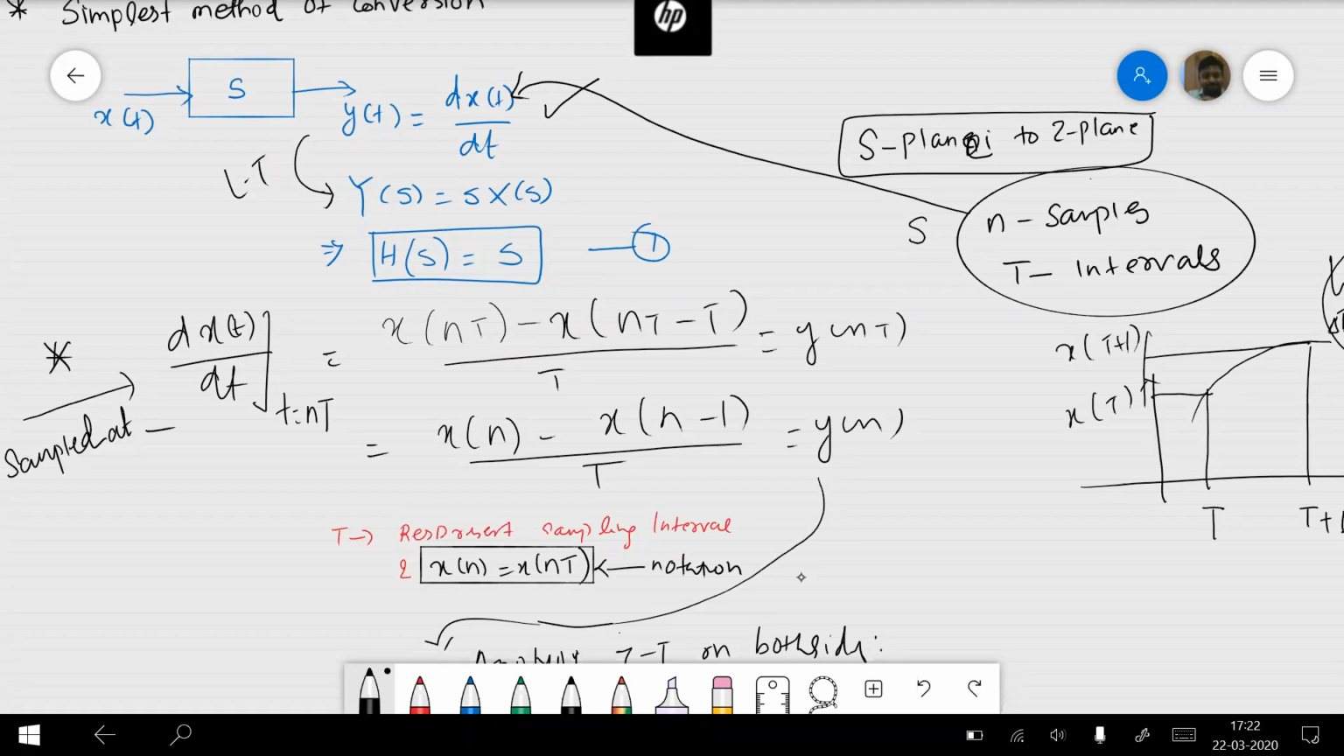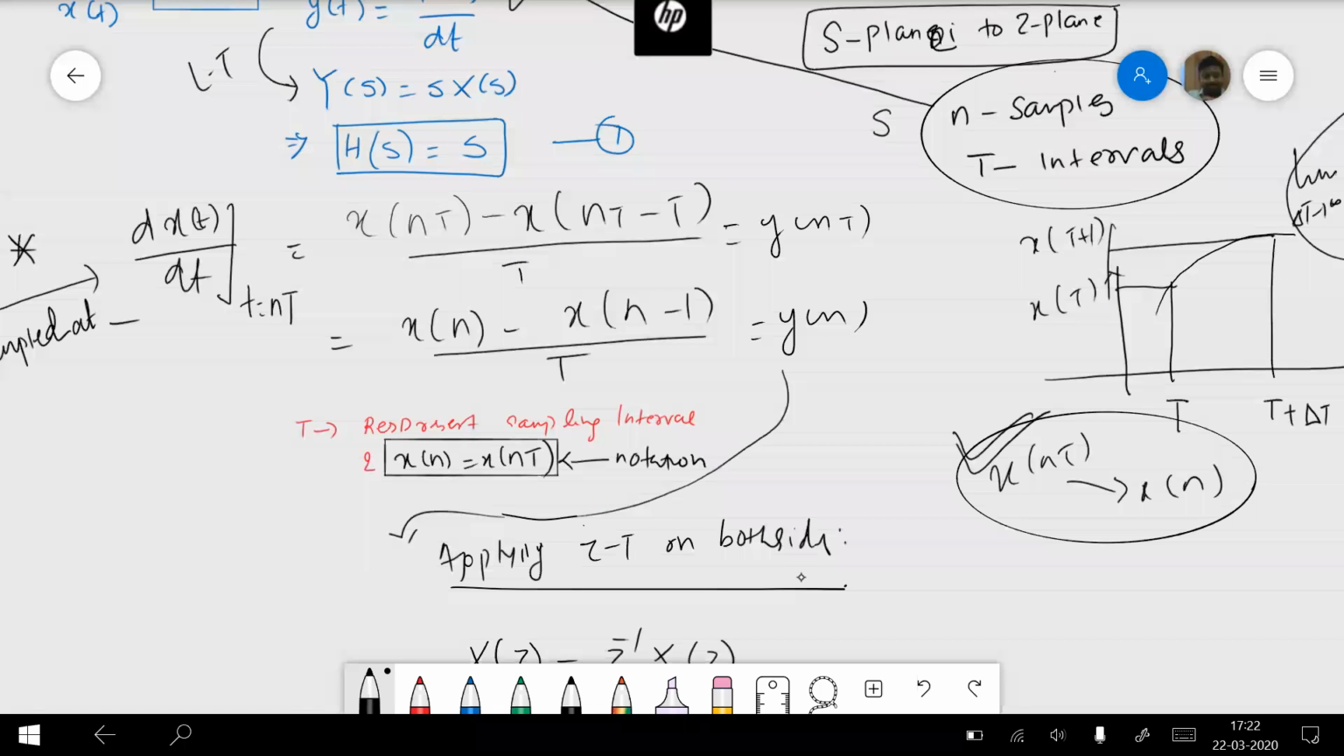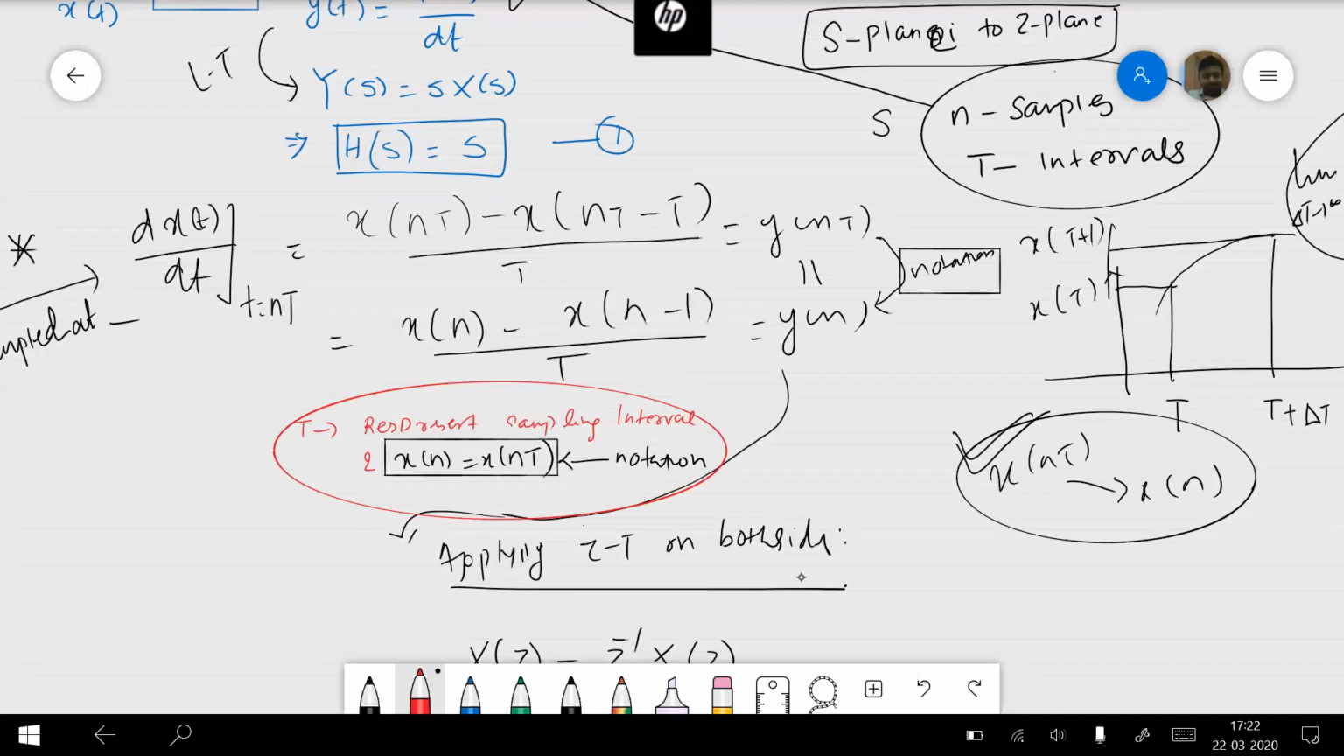For the purpose of understanding, we know that in the digital world you usually represent x of nT as x of n. This is just numerical notation, that's all. So what we have written here is x of n minus x of n minus 1, divided by T, equal to y of n. This is only a change in notation. These two are the same, be very careful. That is why I have written in red that T represents the sampling interval and x of n equals x of nT. It is just a notational change, nothing else.